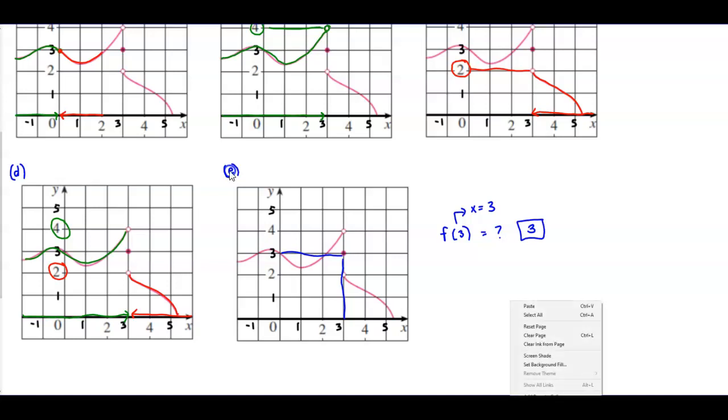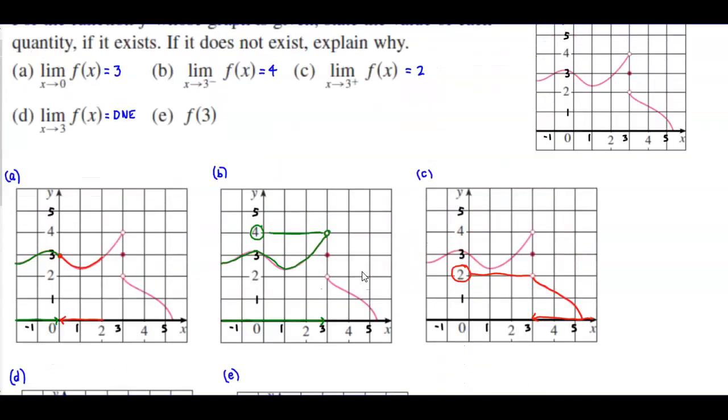Now it's not going to be 2, it's not going to be 4, because it's undefined at those points. But we do have a closed dot at 3, so therefore the output is 3. So the answer for E is 3.